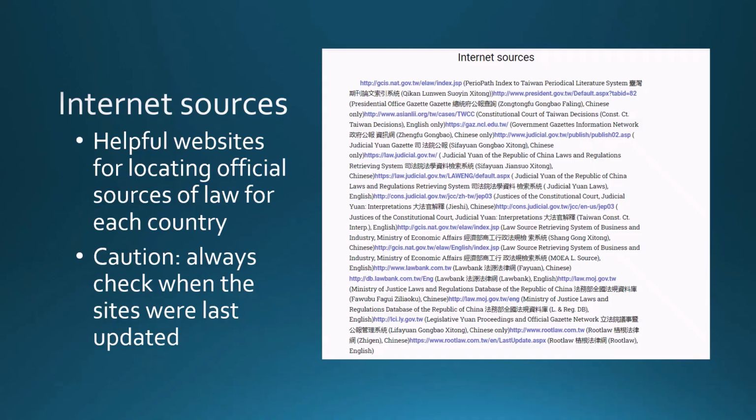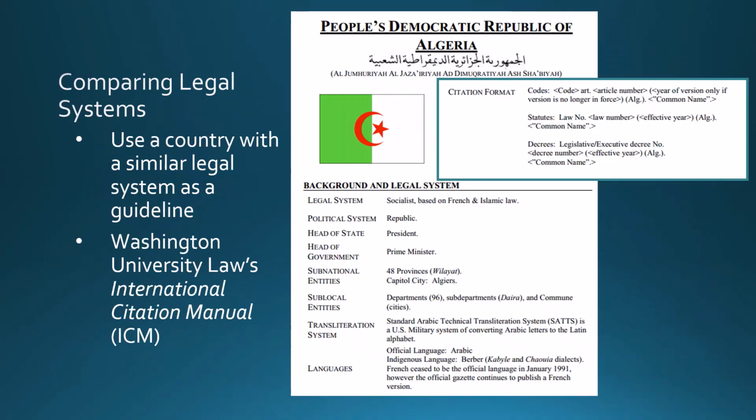The lists are a very good starting place if you need something specific for a country listed in the Bluebook, but remember to always use your judgment and assess the value of an internet resource. If the country you are researching is not listed in the Bluebook, you should look at the examples in the Bluebook that have similar legal systems to see what information should be included in your citation. There are further examples in the International Citation Manual, which is published by the Washington University Law School. It contains information on the legal systems of several countries, as well as examples of citations to several countries that are not listed in the Bluebook.